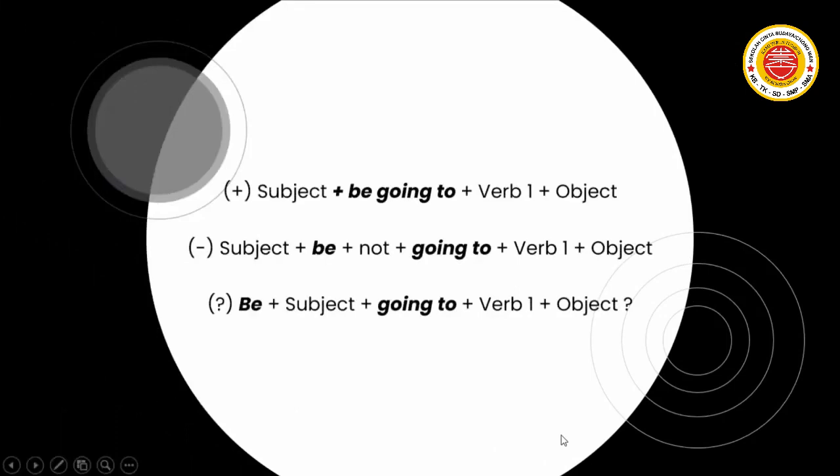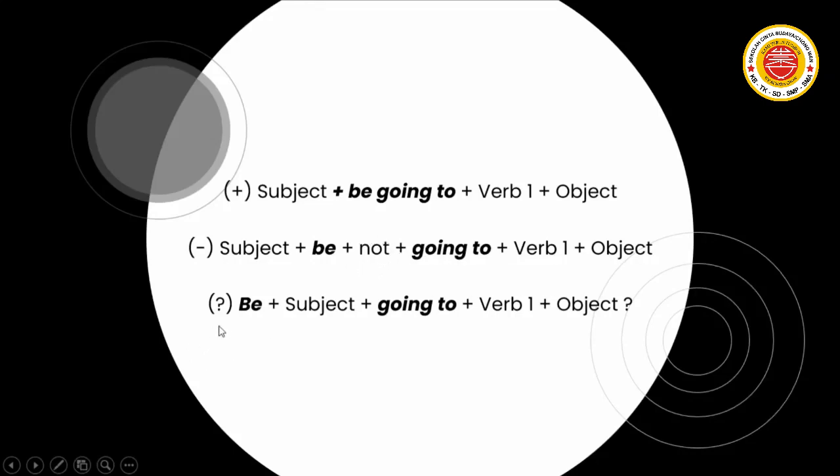So the pattern for simple future tense by using be going to is subject plus be going to plus verb 1 plus object. Untuk kalimat positif, itu subjek ditambah dengan be going to, ditambah dengan verb 1 atau kata kerja dasar, kemudian ditambah dengan objek. For negative sentence, subject plus be plus not plus going to plus verb 1 plus object. Jadi untuk kalimat negatif, we have to use not. Kita harus menggunakan kata tidak.